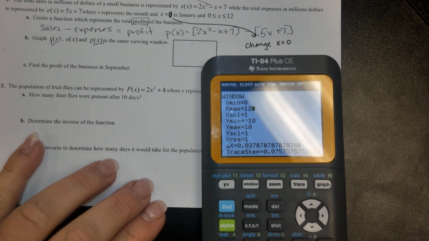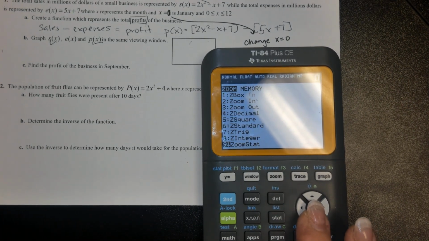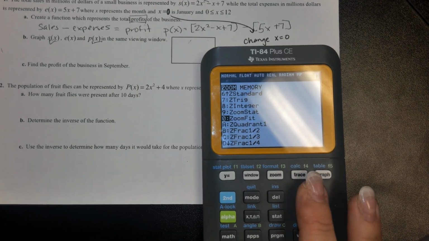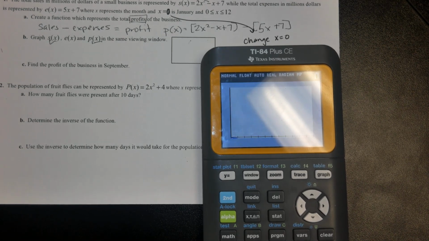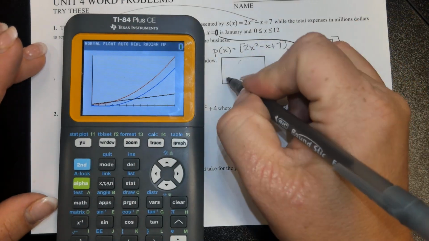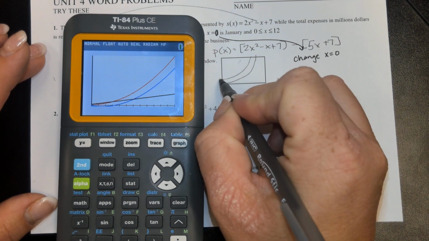So on our calculator, like we learned in the first unit, we're going to go zoom, and it is going to show the range that aligns with, where does my zoom fit? That aligns with the domain of 0 to 12. Okay, that's going to be my profit. The second is going to be my sales, and the third is going to be my expenses. So I'm going to come off to the side. I'm going to draw a quick picture of what this looks like. It's something like this.